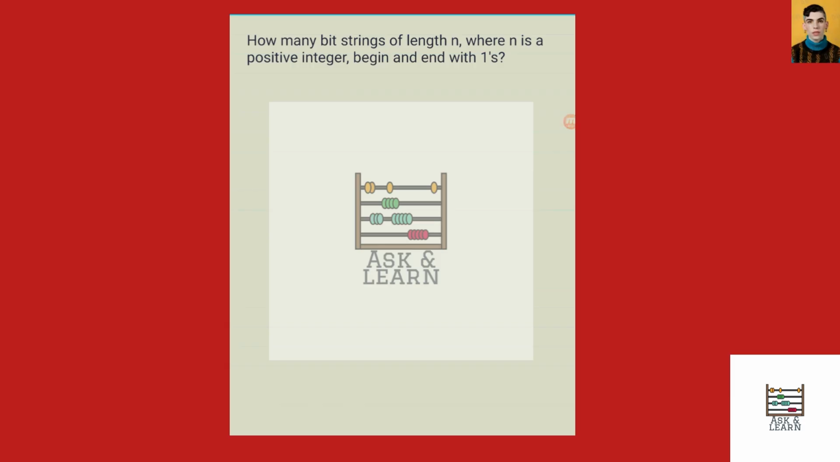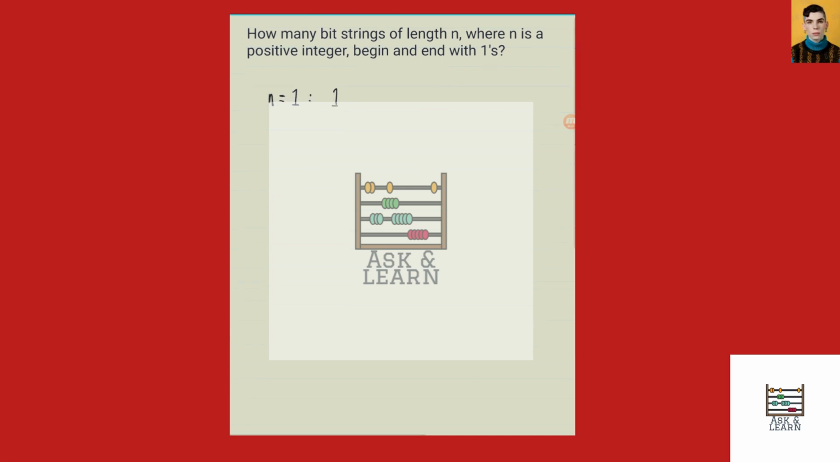For this problem, our question is how many bit strings of length n, where n is a positive integer, begin and end with ones? So first of all, we can just think about the base case, where n equals 1. Well, if n equals 1, then there's only one possible string, which begins and ends with a 1, so there's one possibility.